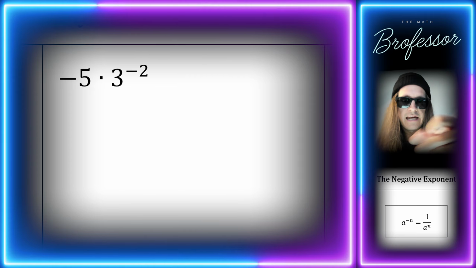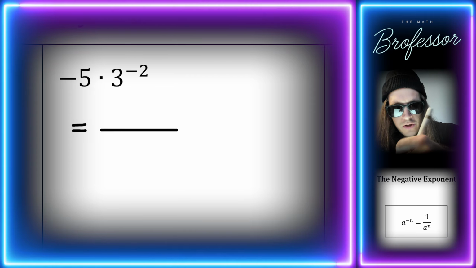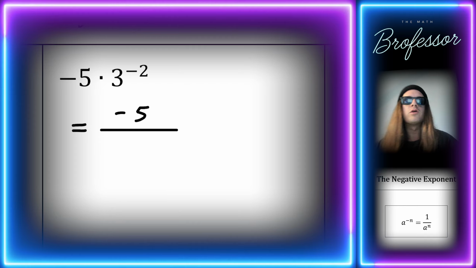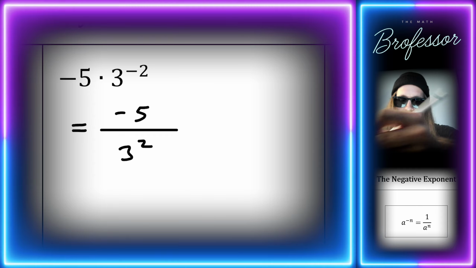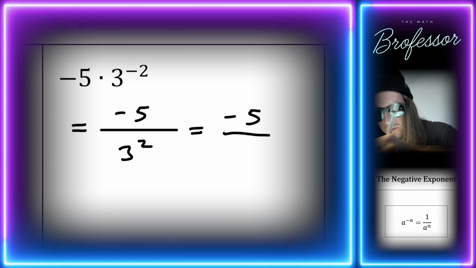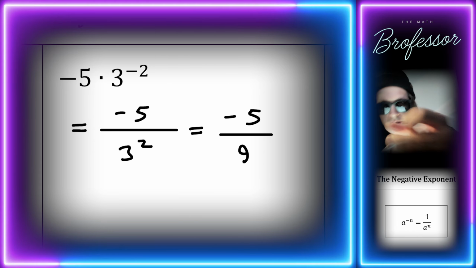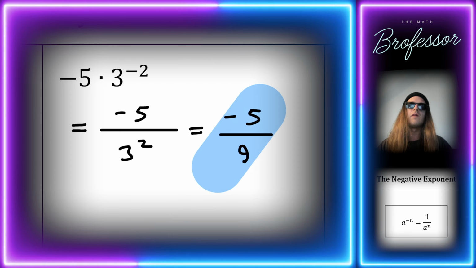This negative 2 exponent and this negative 5 are not connected. They are not related. So when it comes to the reciprocation, you're going to leave the negative 5 up top and you're only going to move the 3 to the bottom and make it a positive 2. This is 3 to the positive second power now. And what is 3 squared? 3 times 3 is 9. The answer here is negative 5/9. That's how that works.